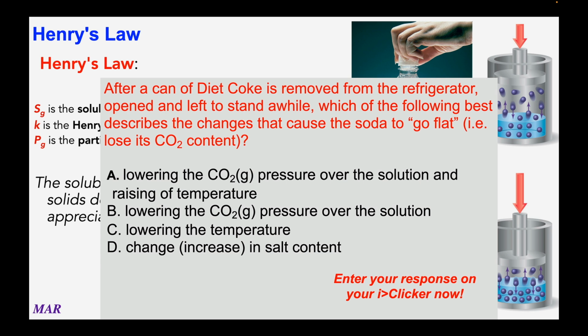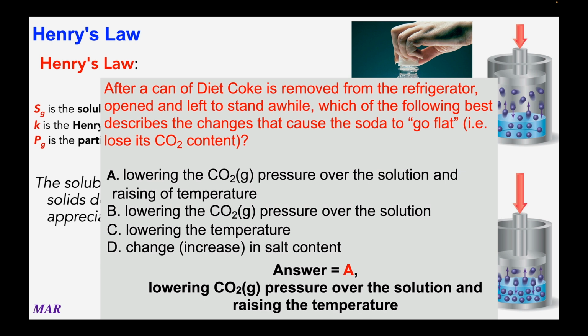However, if you think about it, if you open the can, you're lowering the CO2 pressure over the solution, and that's going to make the CO2 rush out. In this example, you're also allowing the Diet Coke to stand at room temperature for a while, and that's going to raise the temperature. And both of those things will definitely affect how much CO2 is present. So if you raise the temperature and open the can, it's going to go flat a lot faster. If you open the can at a lower temperature, it wouldn't go flat quite as quickly.